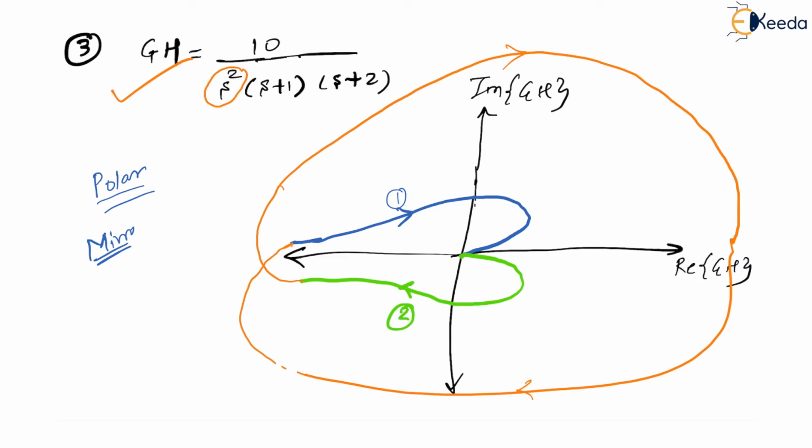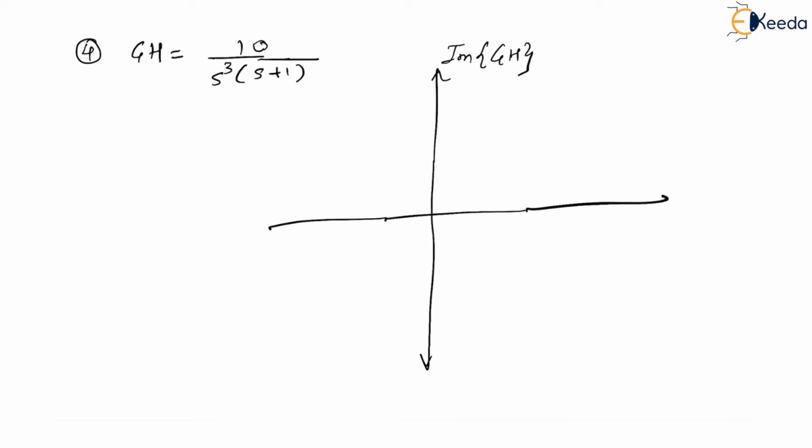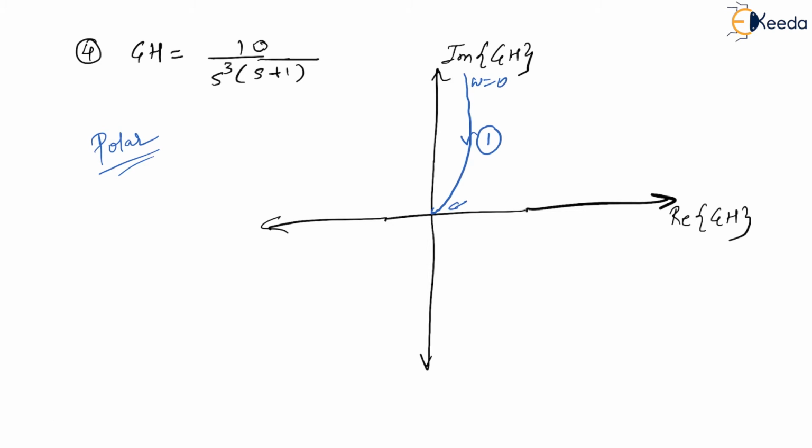Now, fourth example. Yes, this is the fourth example. Step number 1 is what? To plot the polar plot. Let us draw that. So the polar plot for this will look like this. We have already seen this example, right? This is the first step. This is omega equal to 0 and this is omega equal to infinity.